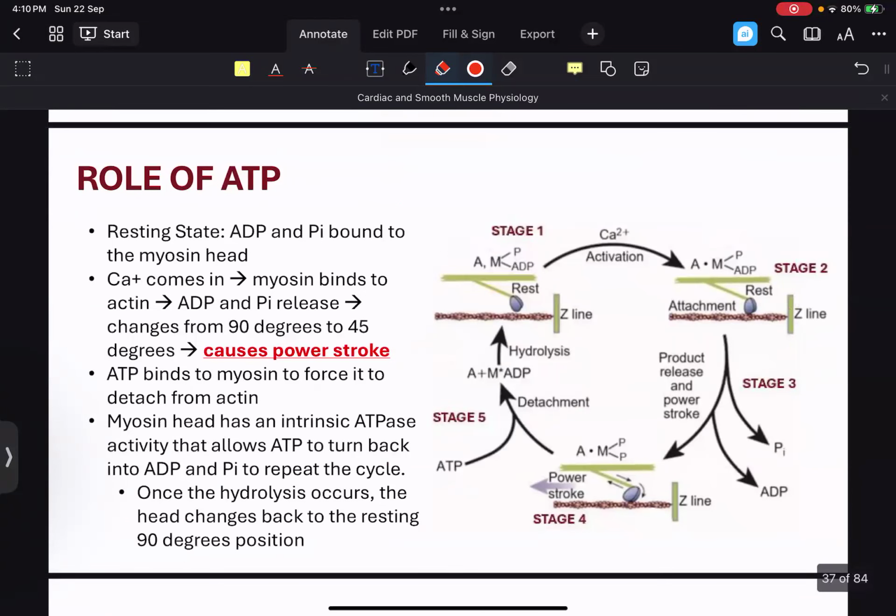So just one last time to recap what the role of ATP is in here, because I think a lot of MCQs come from this concept. In your resting state, your ADP and your phosphate are bound to your myosin head. But then calcium comes in and it causes the myosin to bind to actin. Once the myosin binds to actin, the ADP and the phosphate will release, and this is what causes the conformational change, and this is what causes the power stroke. So if they ask you what causes the power stroke, again, it's ADP and phosphate release. And then you enter the rigor state until the ATP comes in and forces your myosin to detach. And then your myosin has ATPase inside of it, which will hydrolyze that ATP back to ADP and phosphate. Once it's hydrolyzed, you're basically back at stage 1 and you're ready to repeat the cycle again and again.